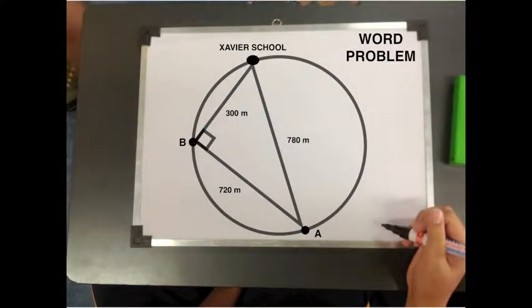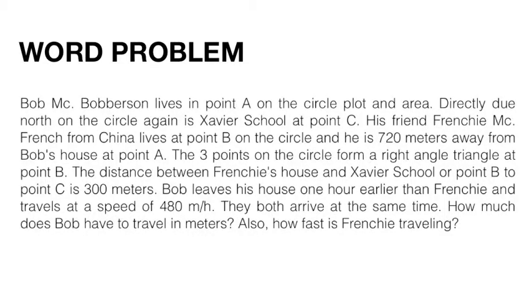Now, to understand the Pythagorean Theorem better, we'll have a word problem. Bob lives at point A on the circle plot, directly due north on the circle from Xavier School at point C. His friend, Frenchie, from China, lives at point B on the circle, and he is 720 meters away from Bob's house at point A. The 3 points on the circle form a right-angled triangle at point B. The distance between Frenchie's house and Xavier, or point B to point C, is 300 meters.